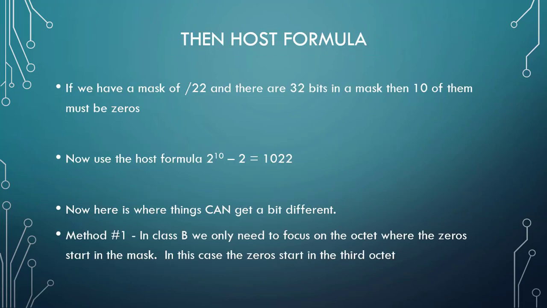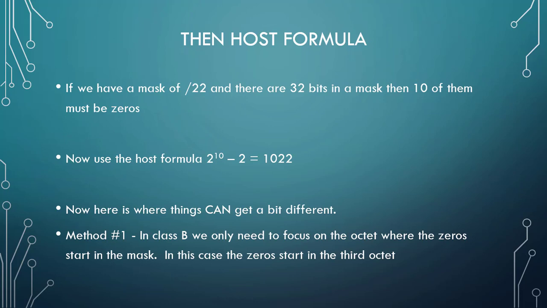All right, so then we go on to the host portion. If we have a mask of 22, and there's always 32 bits in a subnet mask, and 22 of them are 1s, then 10 of them have to be 0s. So then we use the formula, 2 to the 10 minus 2. This gives us 1,022 usable IP addresses for each network.